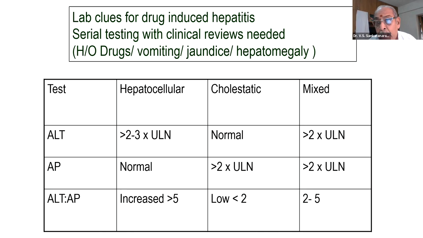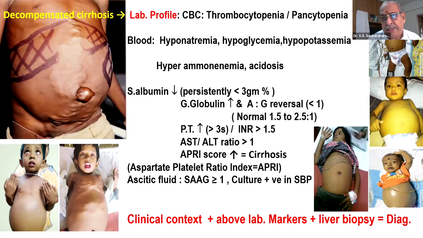Now, chronic liver disease, cirrhosis, very important. When do you consider how much value you can give to the biochemical? Very important: thrombocytopenia. Persistent thrombocytopenia or pancytopenia. Persistent thrombocytopenia is an indicator of underlying fibrosis also. It is due to the sequestration of platelets in the spleen. But pancytopenia may be due to hypersplenism.